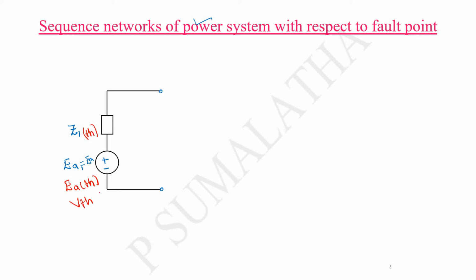How will we find the Thevenin's voltage? Across whichever terminals they are asking us to find, first you open the terminals, then with respect to that open circuit you find the Thevenin's voltage. In the same way, wherever the fault has occurred, suppose somewhere in the middle of the transmission line, with respect to that terminal you open circuit and find the Thevenin's voltage across it. And with respect to the same fault terminal, we find the Thevenin's impedance of the circuit.